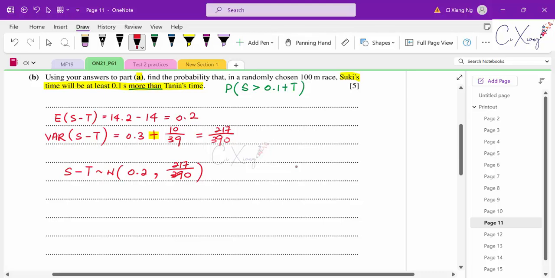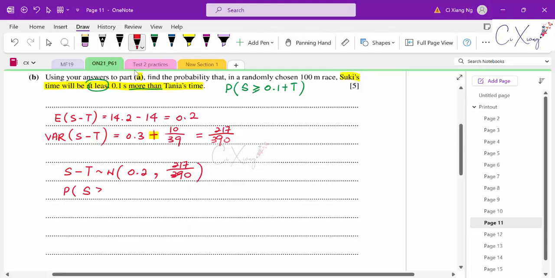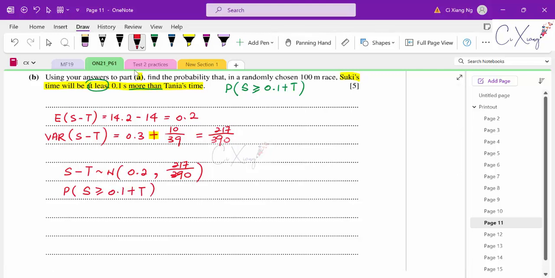All right, then let's go and get the probability. In this question, they are asking S at least, oh sorry, I think I made a small mistake here. At least should include the equal sign. So this should be S greater than or equal to 0.1 plus T. But actually, this is normally distributed, so no matter whether you put an equal sign or not, it doesn't affect your final answer. They are the same, because normal is a continuous random variable. So I'm having this as the original question.